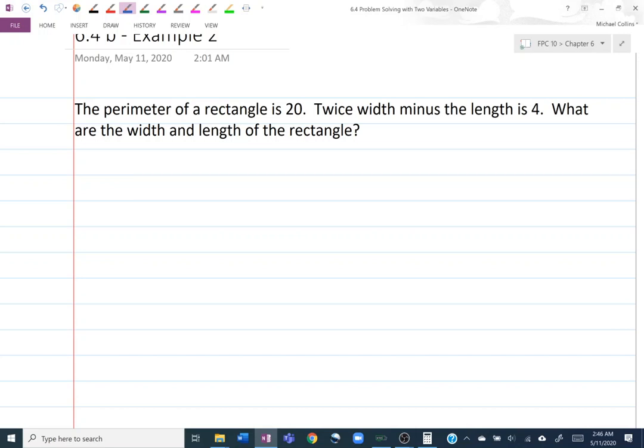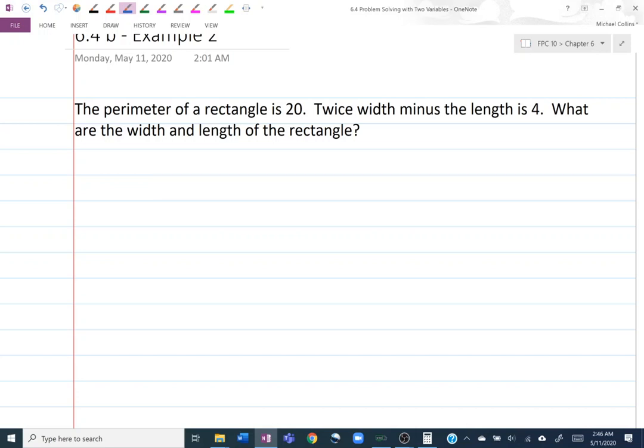Okay, the perimeter of a rectangle is 20. Twice the width minus the length is 4. What are the width and length of the rectangle? So again, if you need to read it more than once, read it more than once. I probably read it about 20 times writing it.